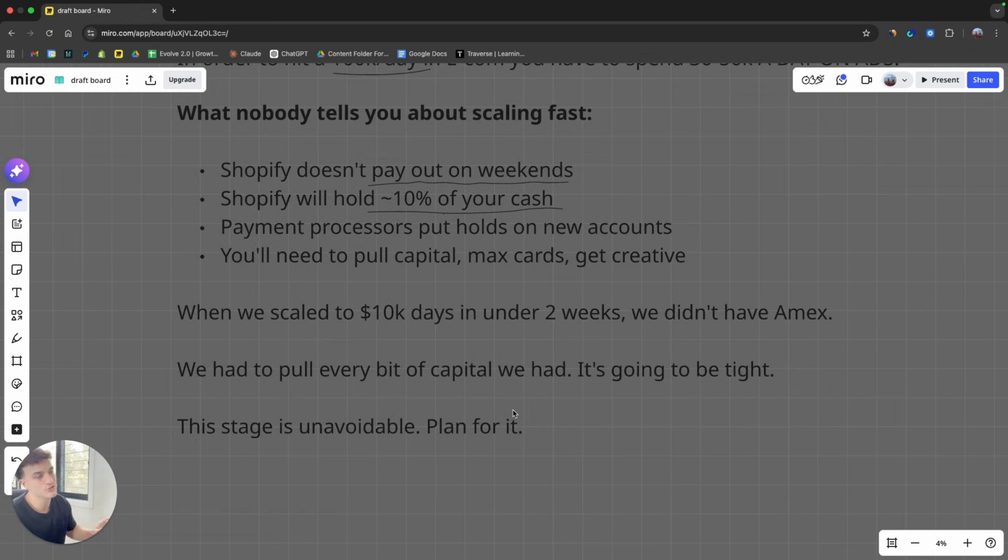And like I was saying before, we had to pull capital from everywhere, pull loans out in order to hold that amount of scale.